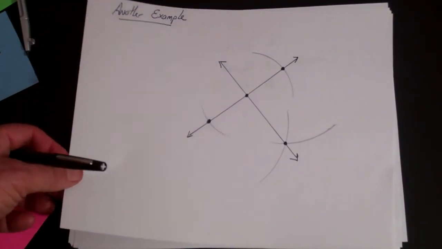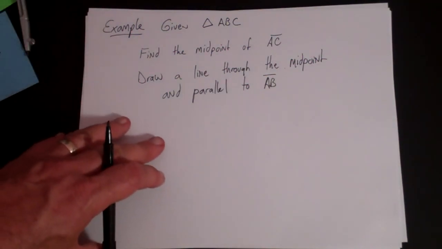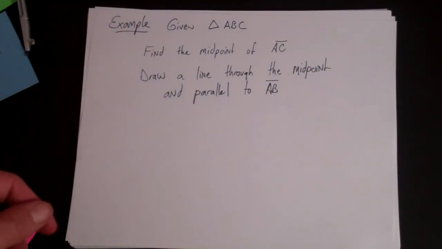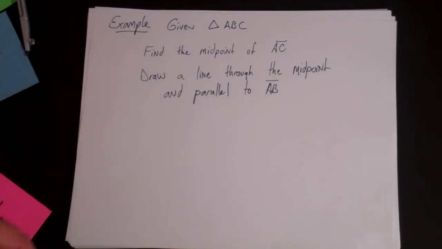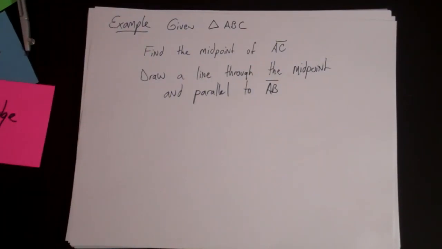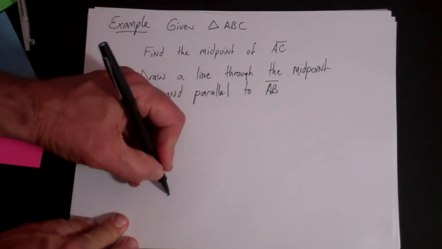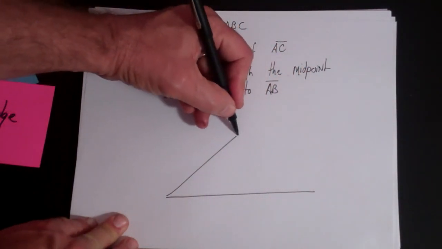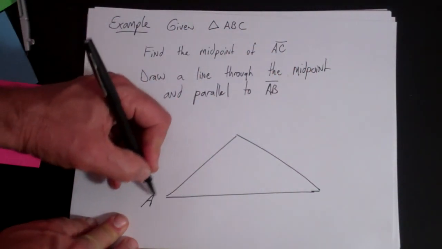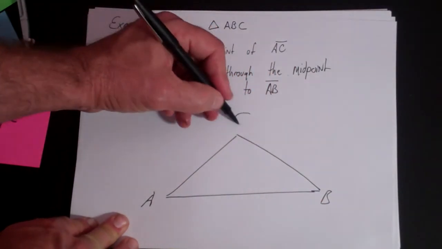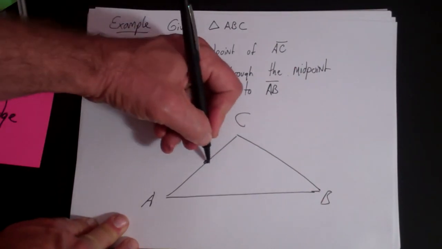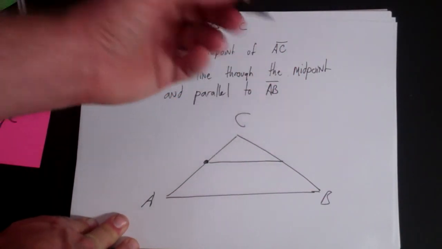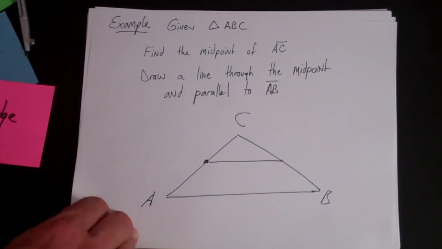To see how we're doing, let's look at a specific problem. We're given a triangle ABC, and we want to find the midpoint of AC and then draw a line through the midpoint and parallel to AB. So you have something that looks like this. This is A, this is B, and this is C. We want to find the midpoint here, wherever that happens to be, and then draw a line that's parallel to this other side. Part of the reason we're doing that is that it's going to be a theorem that we're going to do later. Let's just draw that through.